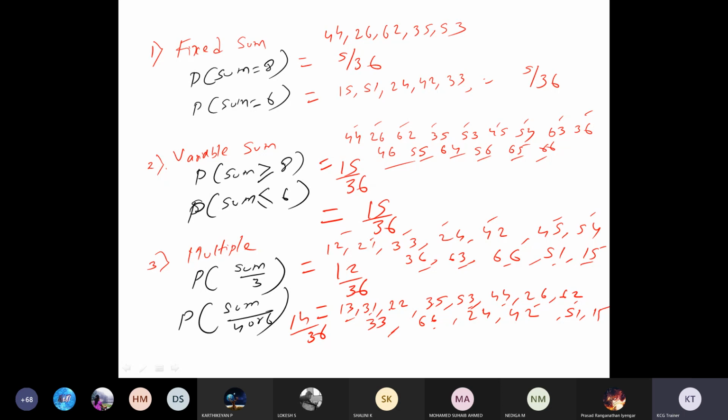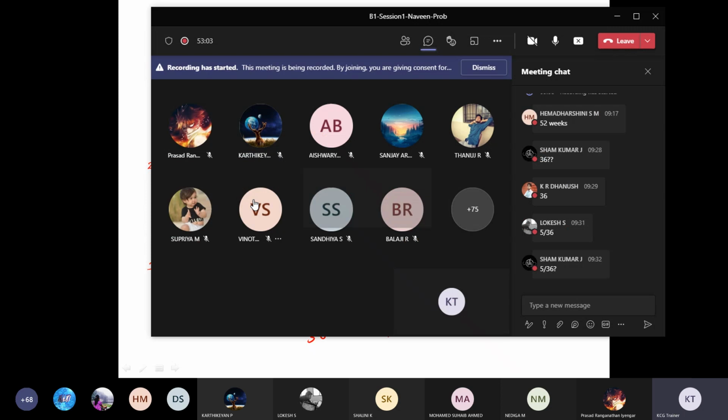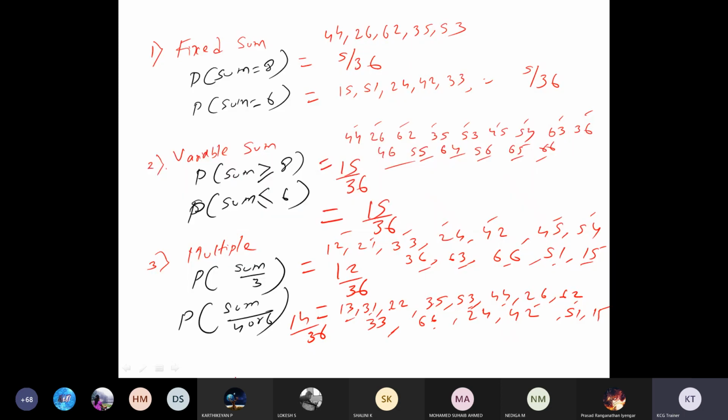Now let me tell you how to solve similar types of concepts using one of the best shortcuts, which I developed almost 8 years back. I developed the shortcut so that there is no need to write the possibilities. We can directly go for the answers.